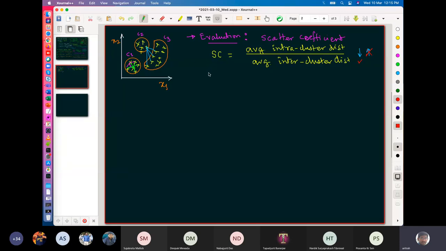Sir, can you repeat how we will calculate average inter-cluster distance? See, inter or intra, the denominator or the numerator? Denominator. For every point to every other cluster's points, you take a sum. You go on doing this for the other points as well. Take an average among the points of all these sums with respect to the points that you have. That is your average inter-cluster distance.